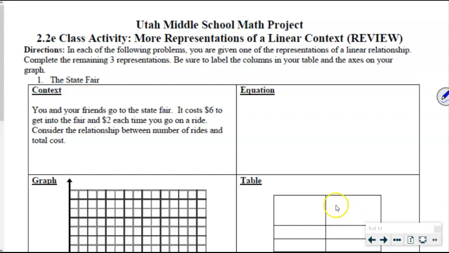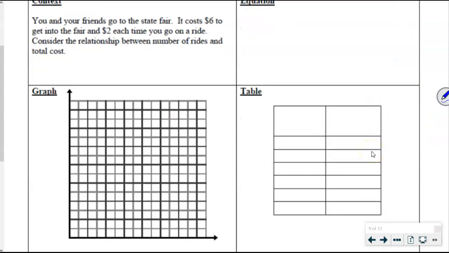Let's do the table first. Yes, we're still going to use the variables x and y. So I'm going to start by labeling that, but we have a story, and that means our table shouldn't just have x and y labels. It should have labels that relate to the story. So what are the 2 things that we're looking at? It says the relationship between the number of rides and the total cost. So again, we need to figure out which one goes in the first column. Is it rides or cost that go in the first column? Check in with your tables. What do you think?